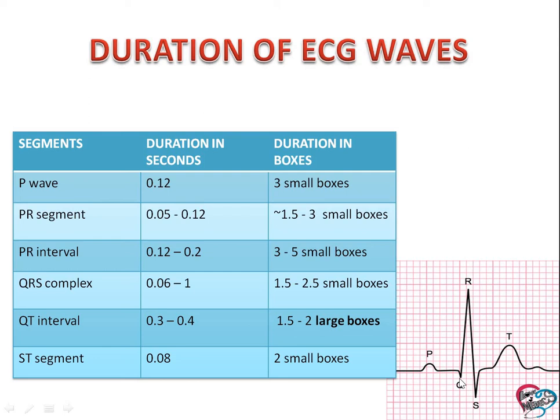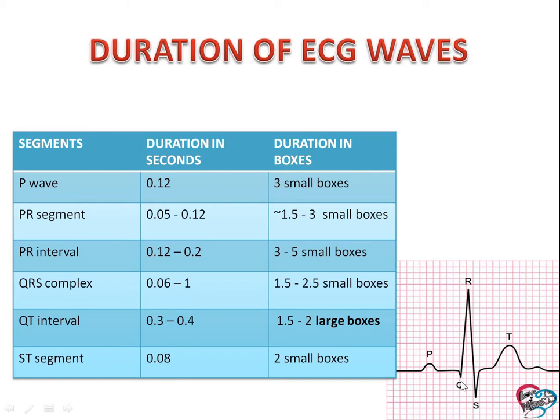The duration of the QRS complex is 0.06 second to 0.1 second. It means 1.5 to 2.5 small boxes. 1, 2, 2.5 small boxes.